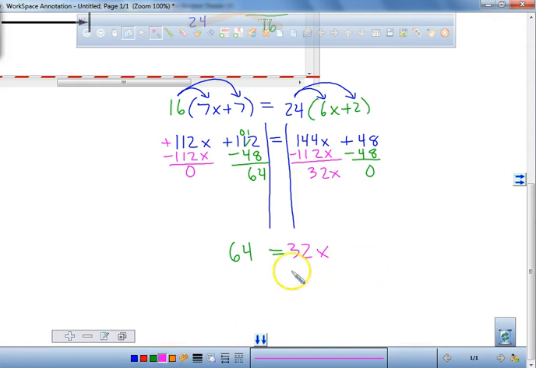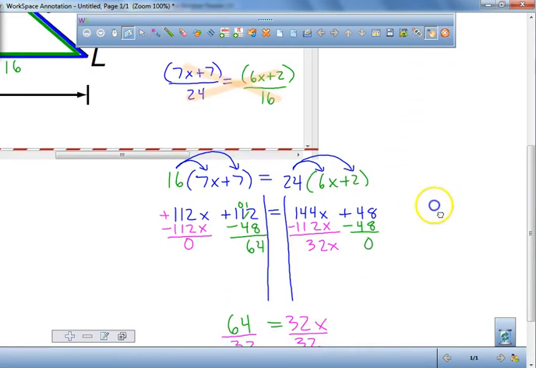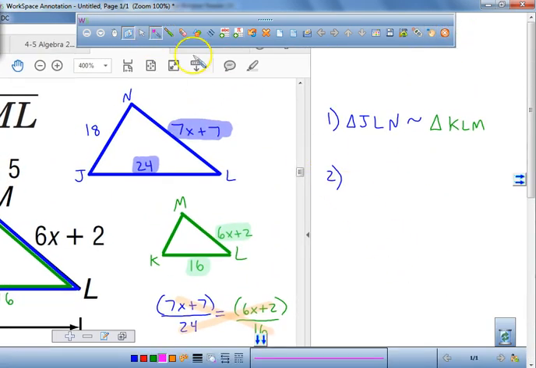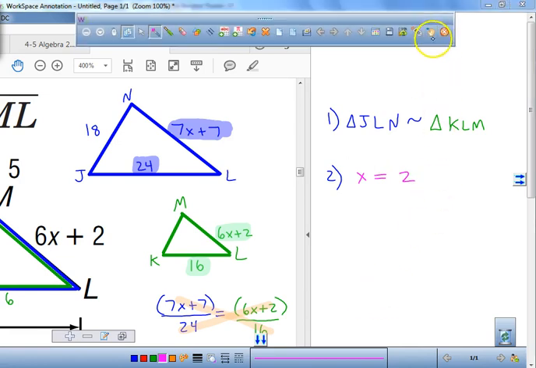So at this point, you are going to divide both sides by 32. And x is equal to 2. That's what x is equal to. So what I'm going to do right now is take that value that we just found solving for x, and bring it right up here, and write x equals 2.